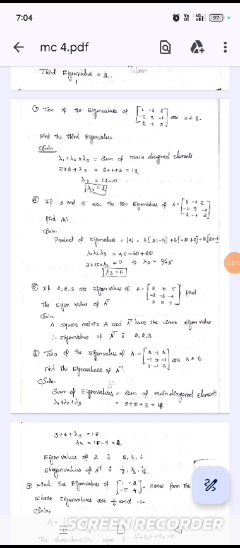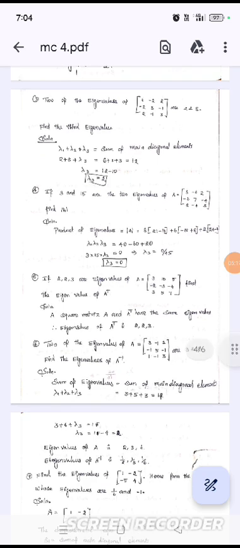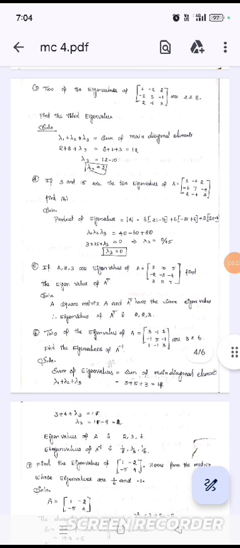Next problem: if 3 and 15 are two eigenvalues of A equal to 8, minus 6, 2; minus 6, 7, minus 4; 2, minus 4, 3. We already know that the product of eigenvalues equals the determinant of A. Here we find the determinant of A. The determinant of A is 0. So our lambda 3 is 0.